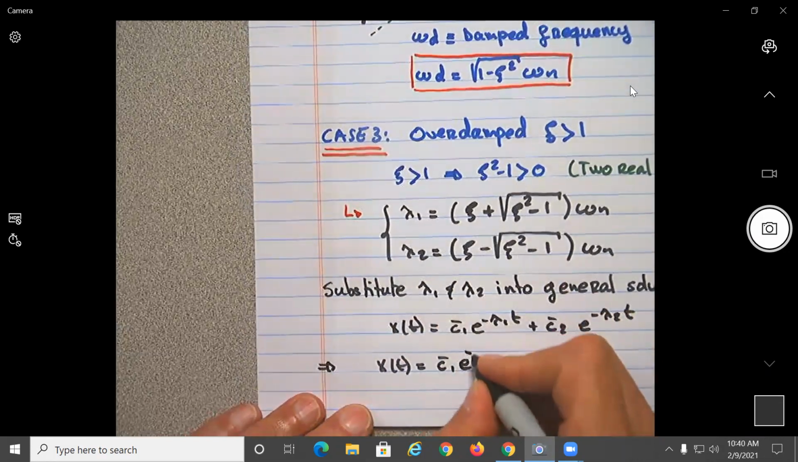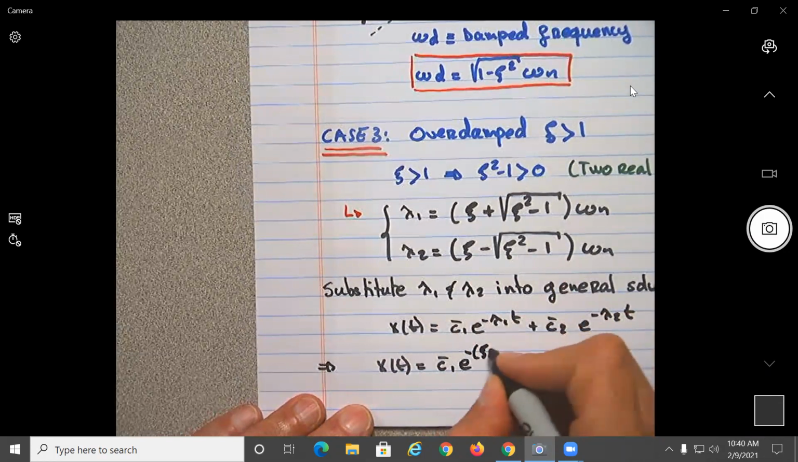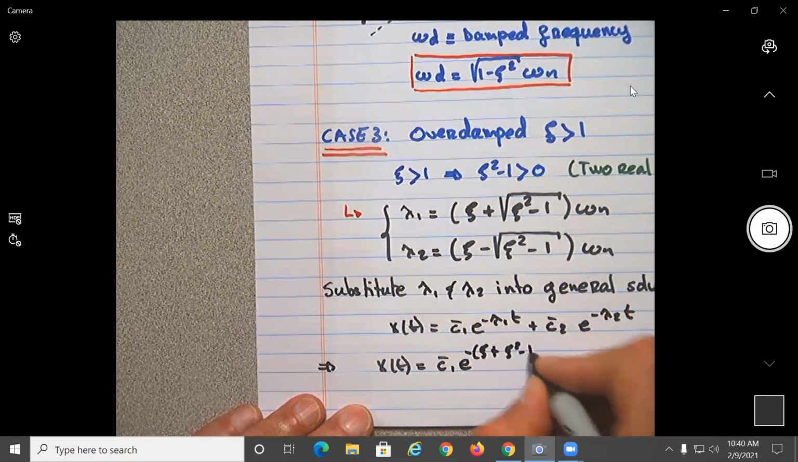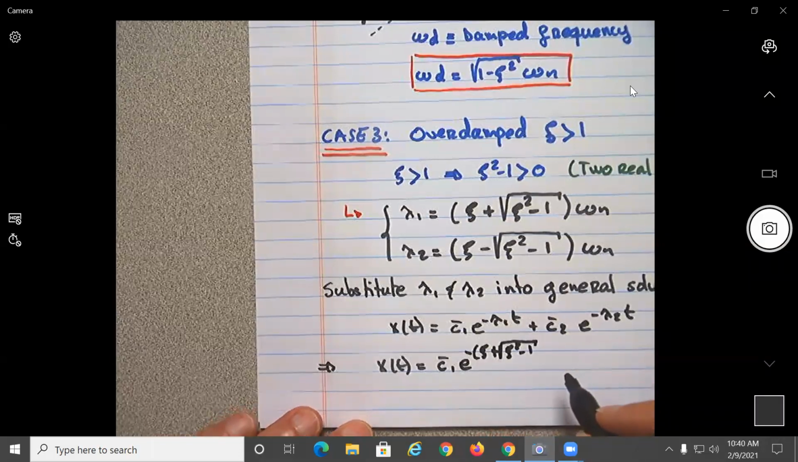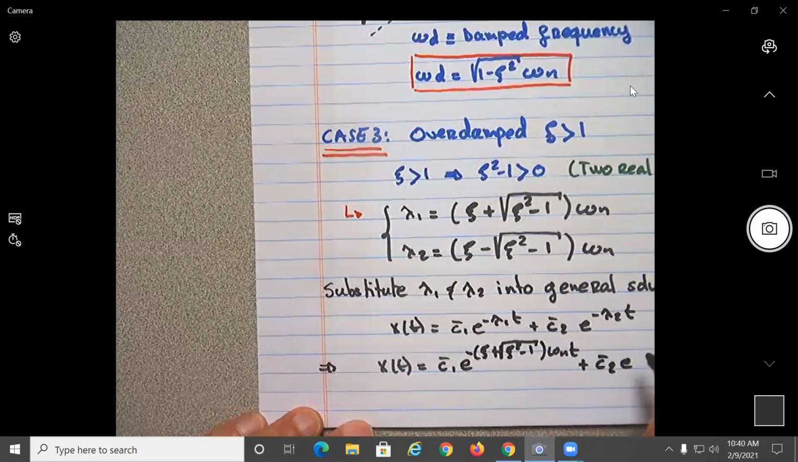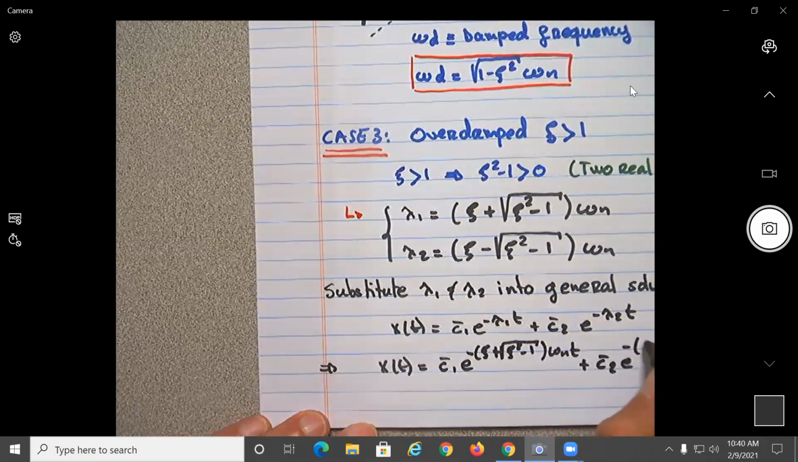So it will be minus zeta plus the square root of zeta squared minus 1, omega n t, plus C bar 2 exponential of minus the same thing but with a negative sign, omega n t.